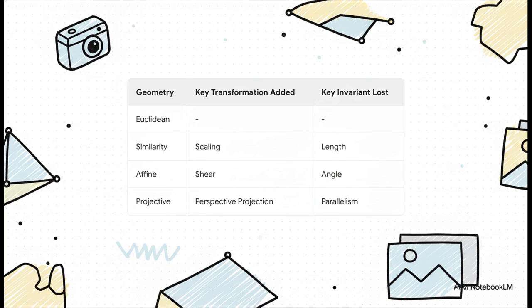Okay, this table shows us what's going on. Think of it like a ladder of geometries. Down at the bottom, you've got good old Euclidean, where everything's rigid. As we climb up, we start relaxing the rules. First, we allow things to scale up or down. Then we allow shearing and non-uniform scaling. And finally, at the very top, we get to projective geometry. This is the language of cameras.